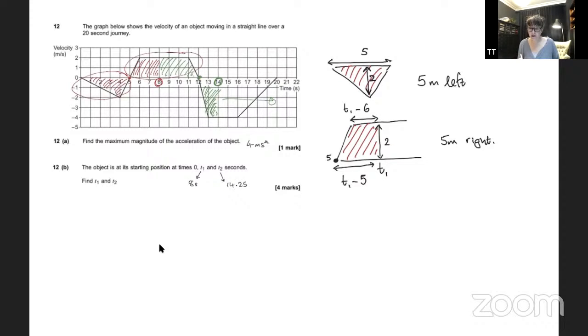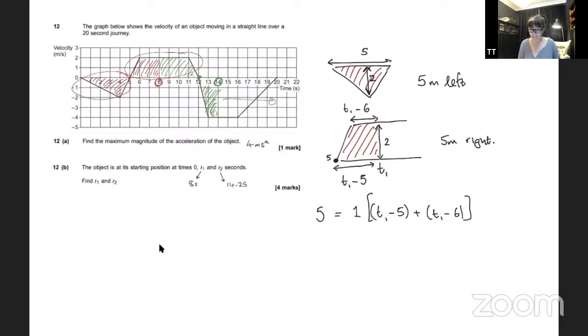So the area of that trapezium is T1 minus 5 plus T1 minus 6, the 2 parallel bits added up, times half the distance between them. Now, that area is how far it's gone right. I am not trying to find out how far it's gone right. I know how far it's gone right. It's gone right 5 because I want it to get back to its original starting point. So that would be what I solve.